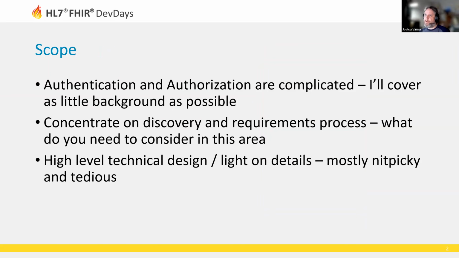When it comes to the scope of what I'm talking about, it's authentication and authorization. They're complicated, so I'm not going to cover those topics in general. I'm mainly going to concentrate on the discovery and requirements process for how you need to approach a project like this and the questions you need to ask. And there'll be some of the high-level technical design. It's light on details, and a lot of those details are really just kind of nitpicky and tedious, and we only have about 20 minutes. So going into a lot of that technical detail is not easy.